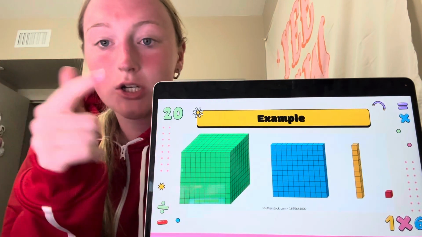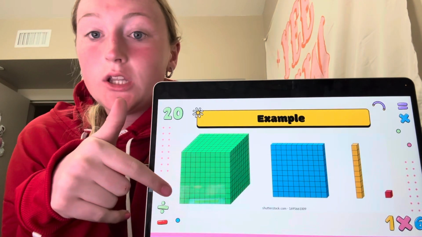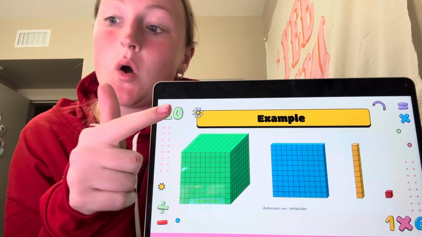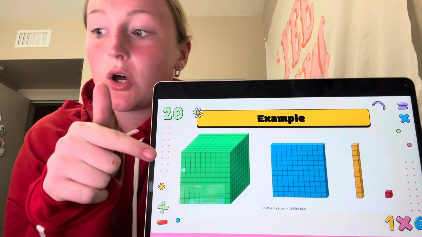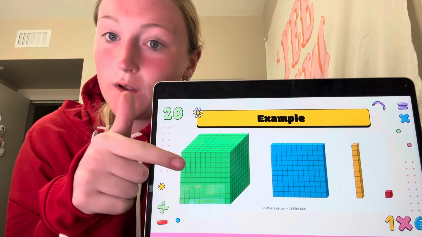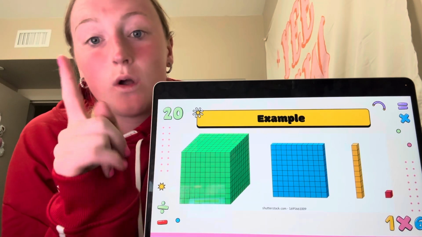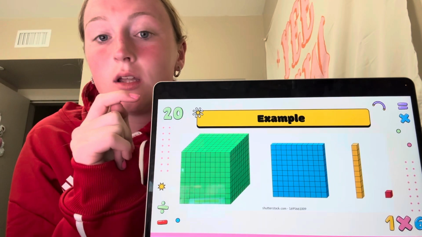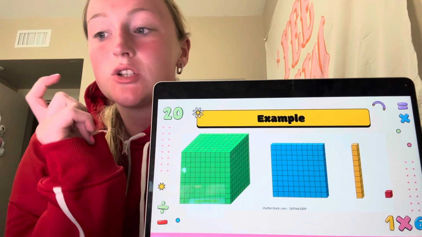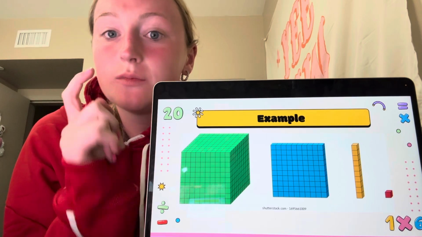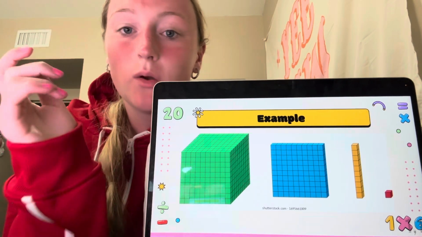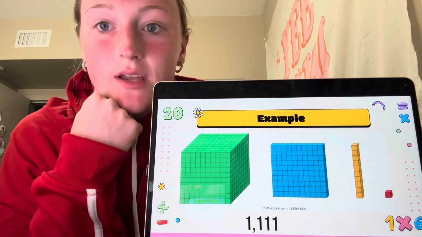The last example we're going to show is using 1 cube, 1 flat, 1 rod, and 1 unit. So 1 cube would be 1,000, 1 flat would be 100, 1 rod would be 10, and 1 unit would be 1. So 1,000 plus 100 plus 10 plus 1 would be 1,111.